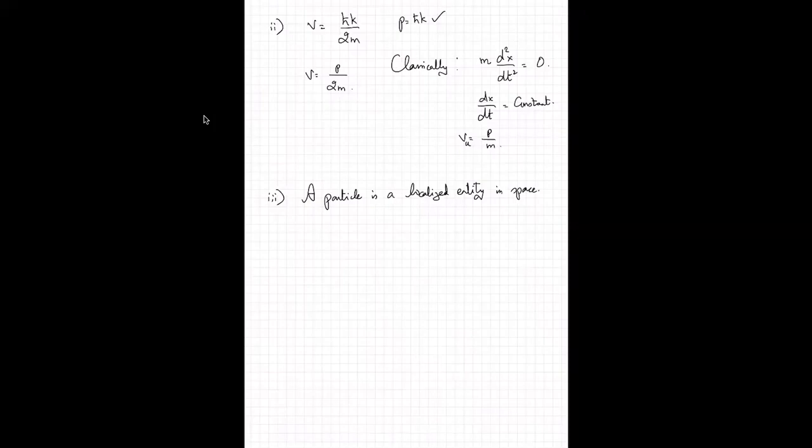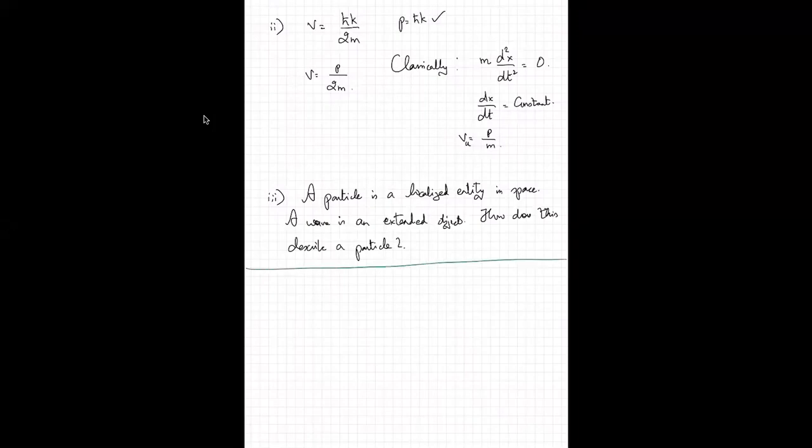But before I answer them, do you have any questions about anything that we have discussed? So I will complete this thought. A wave is highly non-local. A wave is an extended object. So how does this describe a particle? That is our question. Okay, so we want to understand how quantum mechanics answers these questions.